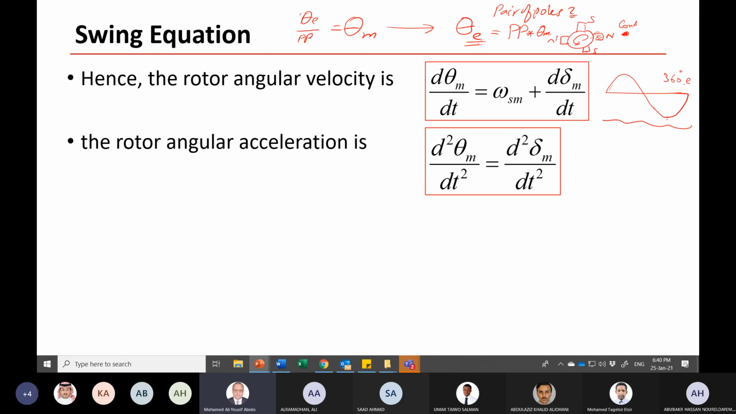So this is the relation between the mechanical angle and the electrical angle, and I think the time is over. Let us stop here and continue next class, inshallah. If you have any question or need to discuss something, you can continue with us. And if you don't have any, you can simply leave the meeting.